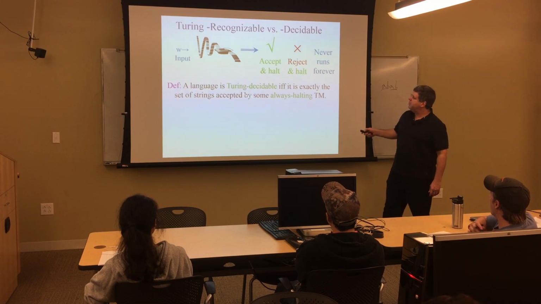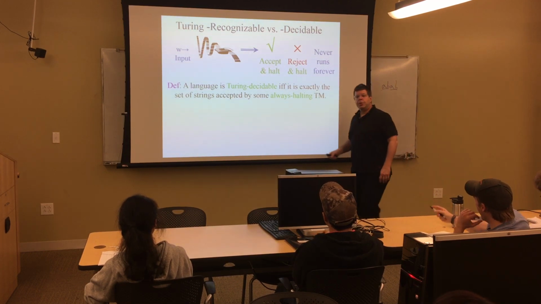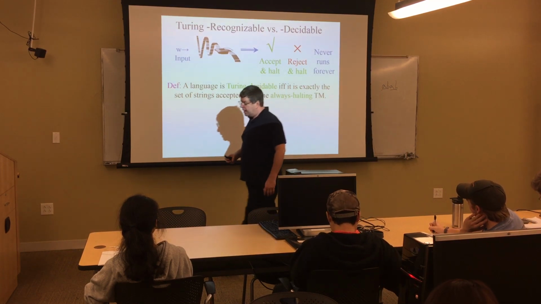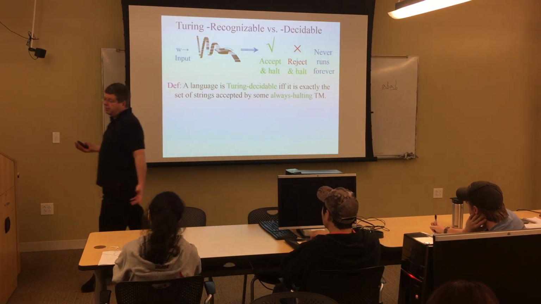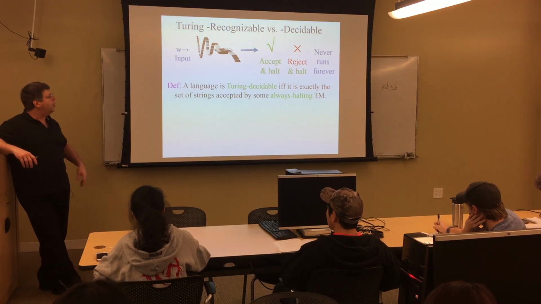So a language is Turing decidable if and only if it's exactly the set of strings accepted by some always halting Turing machine. And for certain languages, we can certainly do that, right? For example, a regular language can be recognized by a Turing machine, in fact, by a finite automaton that always halts.